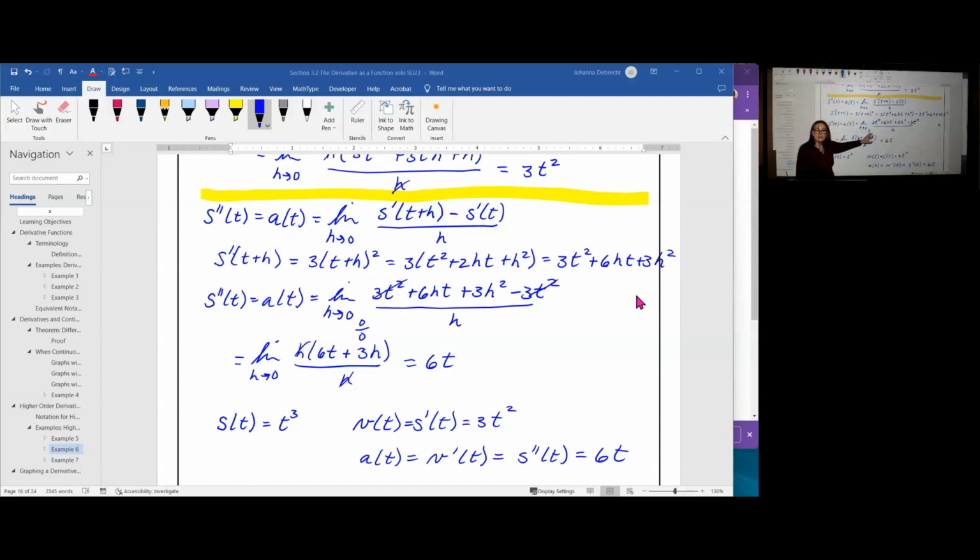Still gives me 0 over 0 because there is a hidden single h factor in the numerator. It will cancel with the denominator when I factor it out. And then when I substitute 0 in place of h, I get 16.